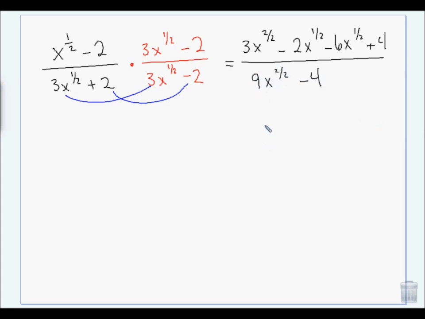Okay, I'm going to combine my like terms here. First of all, 2/2 is just 1. So that goes away. I have -2, -6, so that's -8 to the 1/2 plus 4 over 9x minus 4. And this is done.